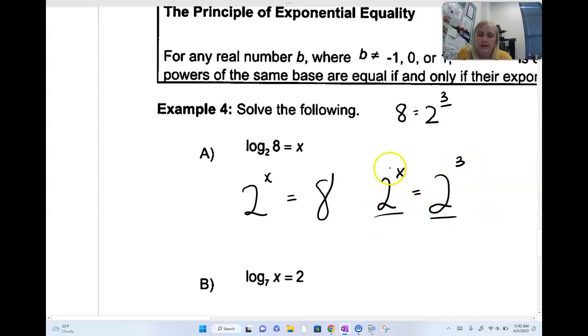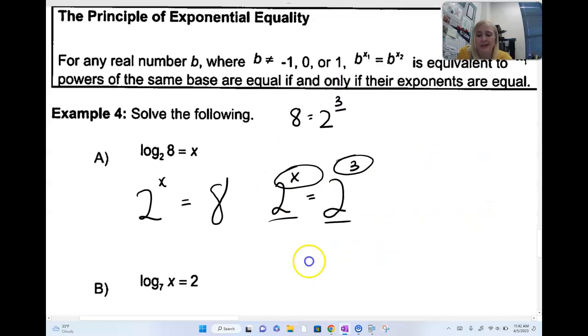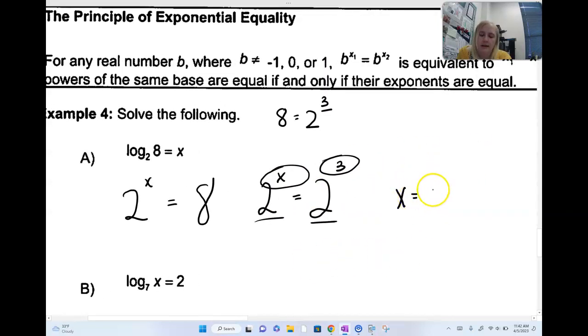Bases are the same. So then we can set up our exponents to be equal to each other. Then you check, do I need to solve for anything else? Well, x is by itself and we have a number on the other side. We are done.